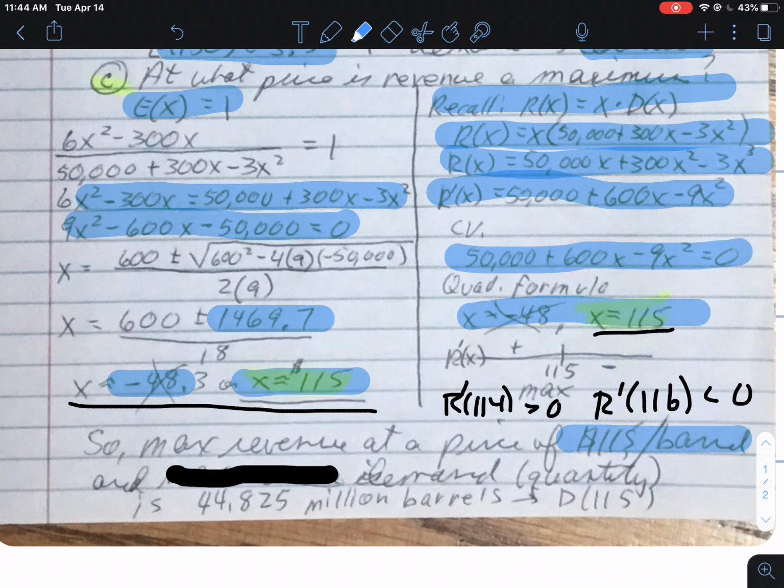And we could also calculate the demand, because we have our demand function, our quantity that is expected to be sold. We have a demand of 44,825, and that was in millions of barrels per day. That was just back to that original demand function. I plugged 115 in. So two different ways that you can do that, and luckily we get the same result in both cases, so it makes sense that that works. That is section 3.7.